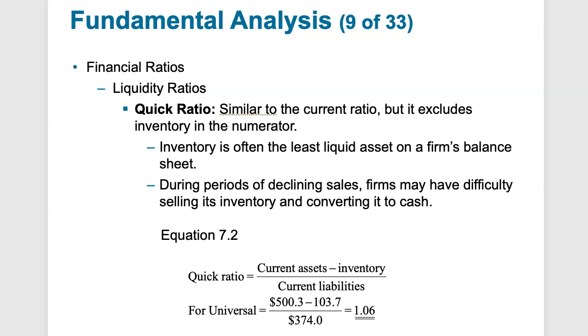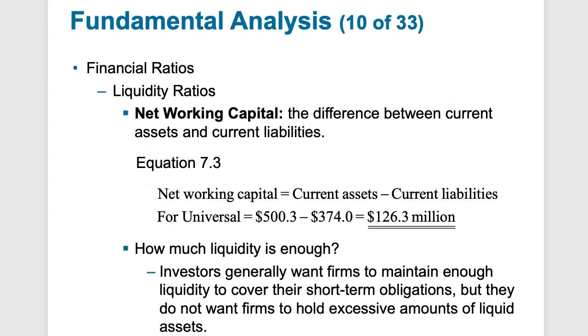In some industries, if it's a recession and they're cyclical, say like the auto industry, and people are not buying cars, the inventory really is something that is not as liquid. So that's why we want to take that away.